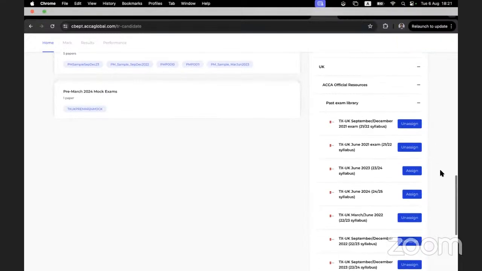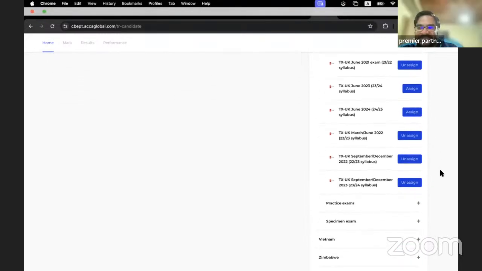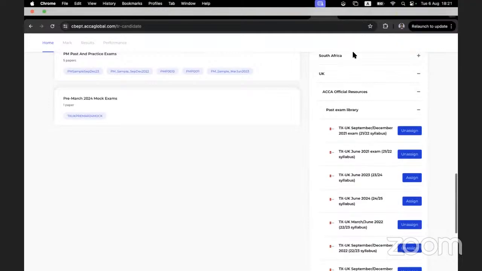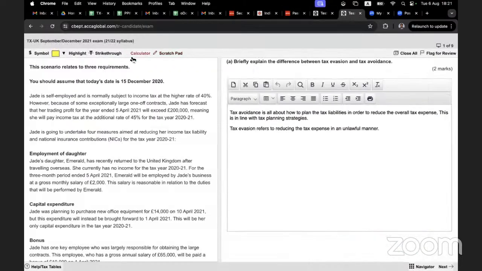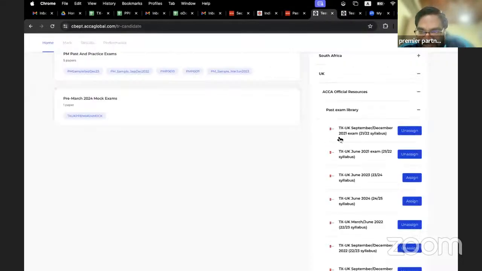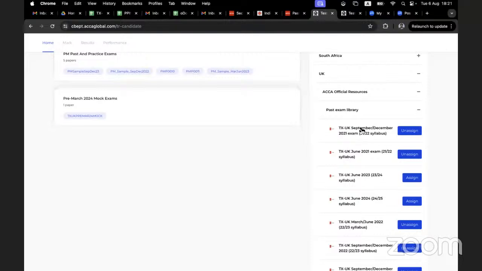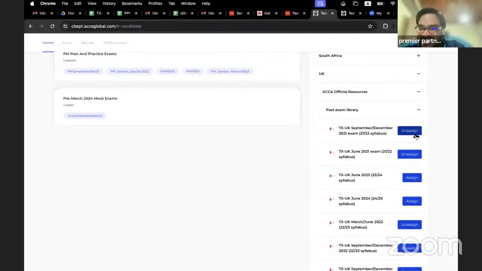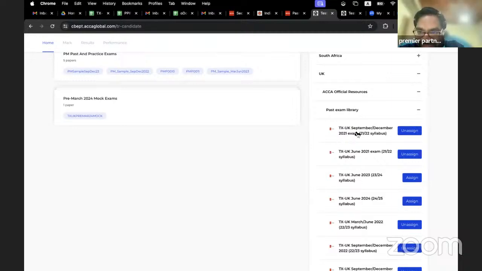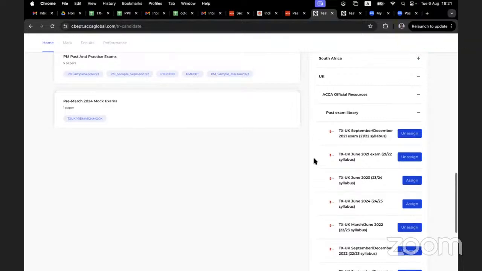Then here you have a set of papers that they have allowed you guys to attempt. Out of this, let's go to September, December 2021 exam. This one, first one. There's a button called assign, right? A blue color button. Click that one. First one. For you, the first one is the same, right? September, December 2021. Right. Assign it.